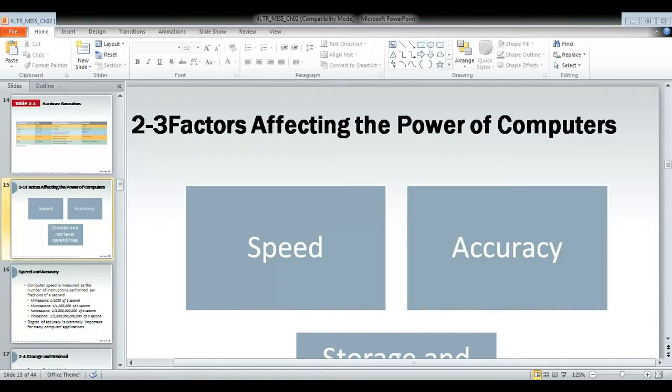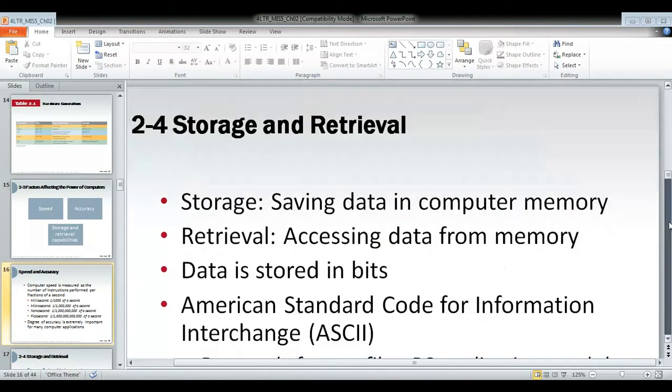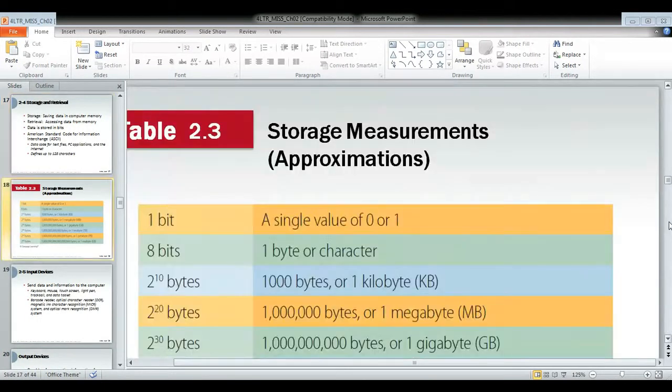In the next part, we will talk about computer operations. Computers are capable of performing basic functions such as arithmetic: you can add, subtract, and make other calculations. They are also capable of storage and retrieval and logical calculations.